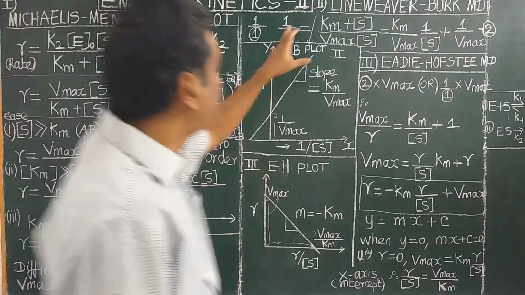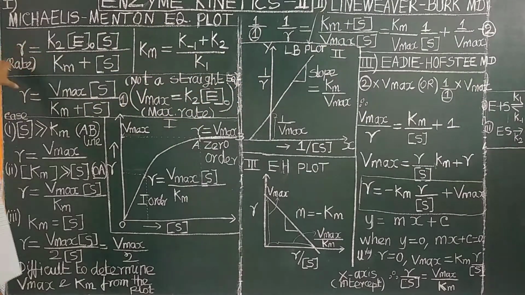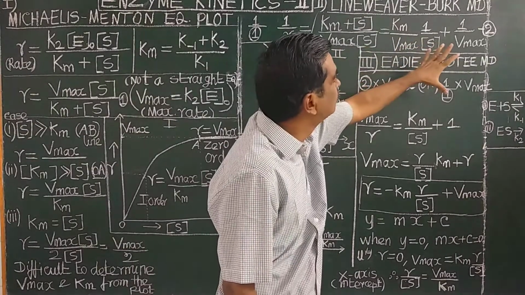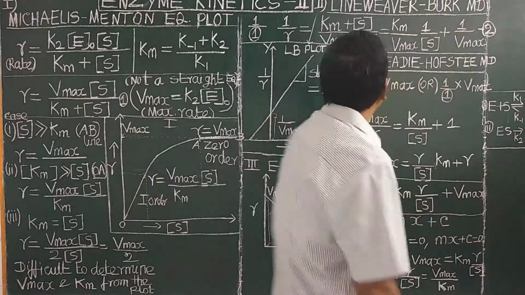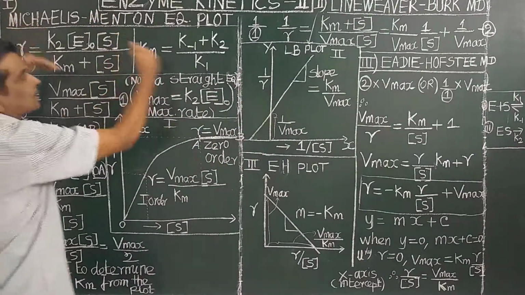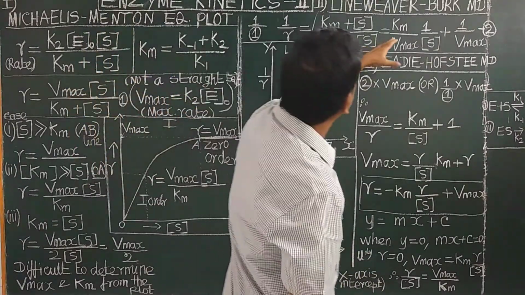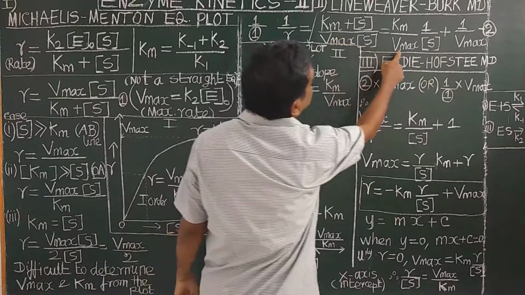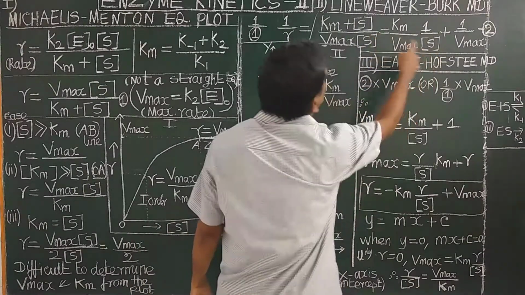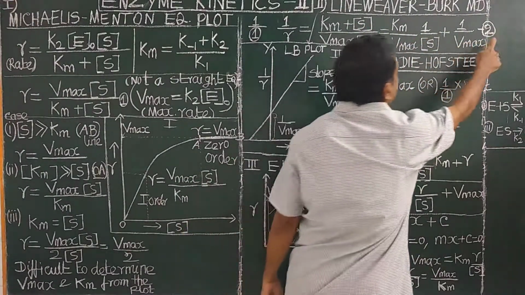How did they convert it? For example, let us see first the Lineweaver-Burk plot. In this, they inverted the Michaelis-Menten equation so that it becomes a straight line equation. You see, 1 by r equals Km plus S divided by Vmax times S. Therefore, you divide: Km by Vmax S, plus 1 by Vmax, since the S will get cancelled. This equation is called 2.